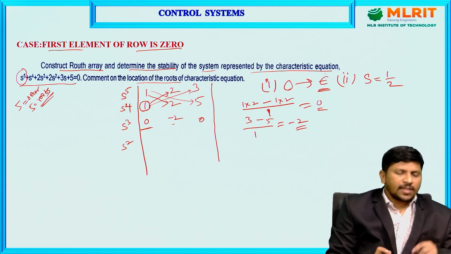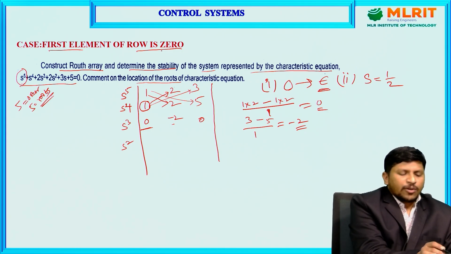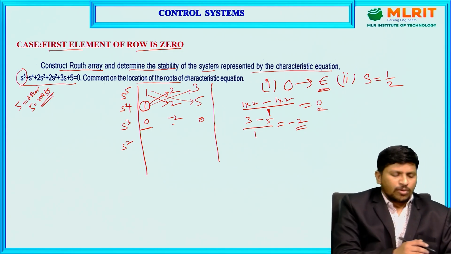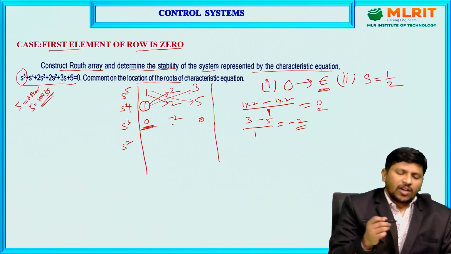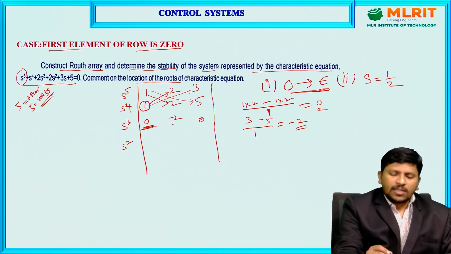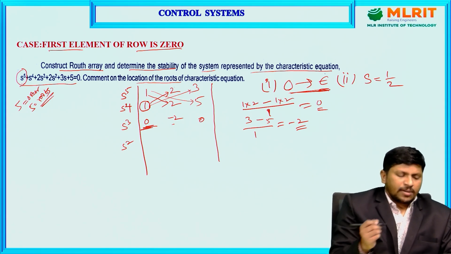So here, see, the first element is 0, right? It comes under one special case of the RH criterion method: the first element of a row is 0. The S cube row's first element is 0. In this case we are going to use two methods. One method is to consider epsilon in place of 0. So we are going to see that method here.